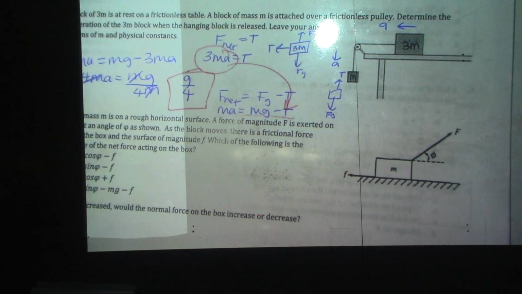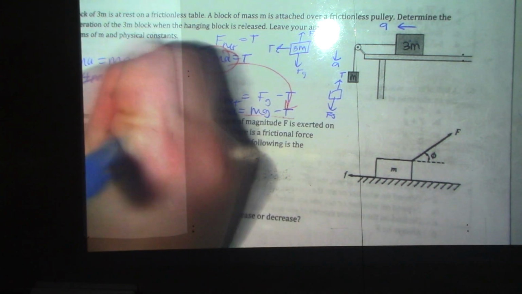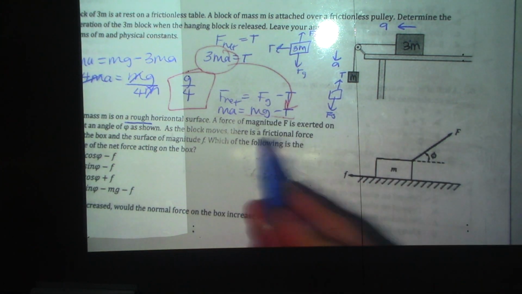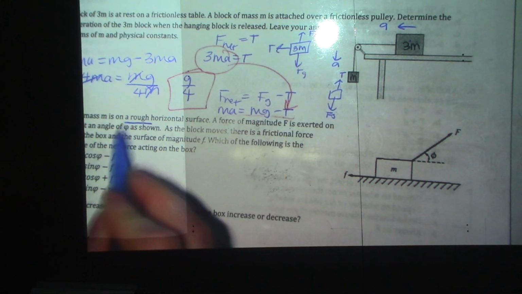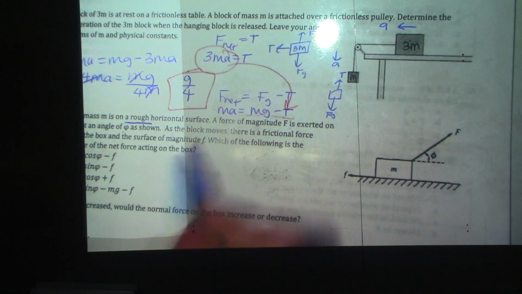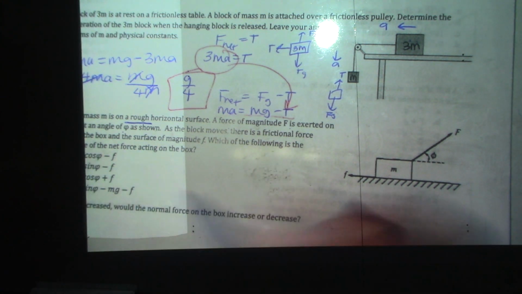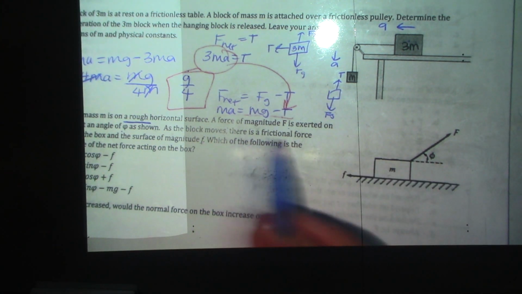Number 2, we've got a box of mass M on a rough surface, which tells me there's friction. We've got a force of magnitude F exerted at an angle theta, or actually that's a 5, but it doesn't matter. As it moves, there's a frictional force, little f. Which of the following is the net force?